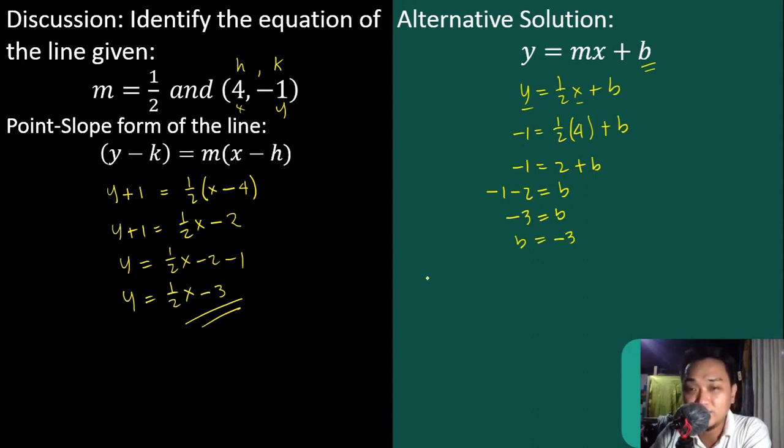Now, what will be our equation? The equation of the line therefore would be y is equivalent to 1/2, because this is our slope, x minus 3. Pareho lang po sila.